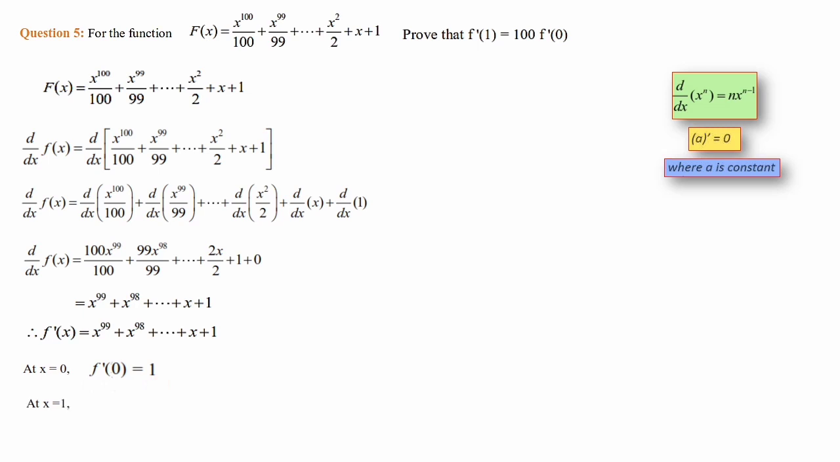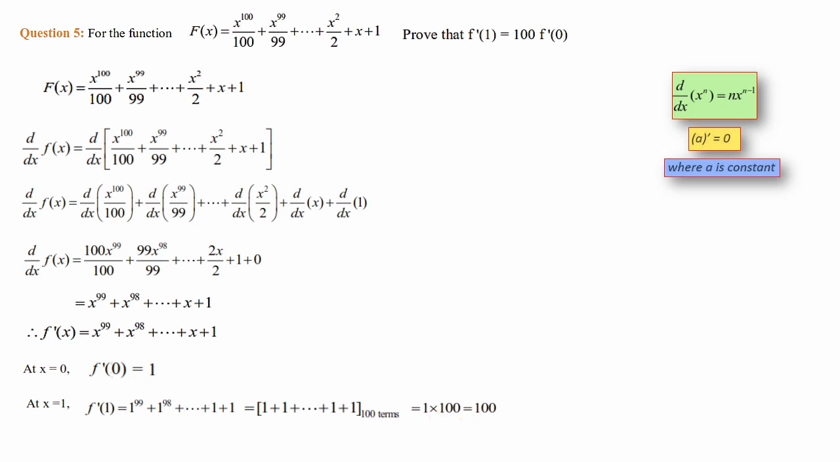Then you have to go for f dash 1, means at x is equal to 1. f dash 1 is equal to, replace x and put 1 power 99 plus 1 power 98 plus etc. plus 1 plus 1. That is 1 plus 1 plus 1 plus etc. plus 1, 100 times. So when you add this, we will be getting 1 into 100, that is equal to 100.